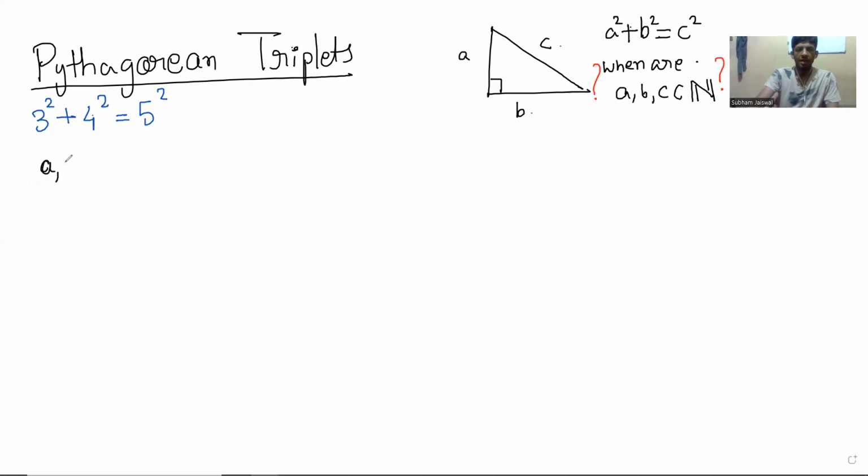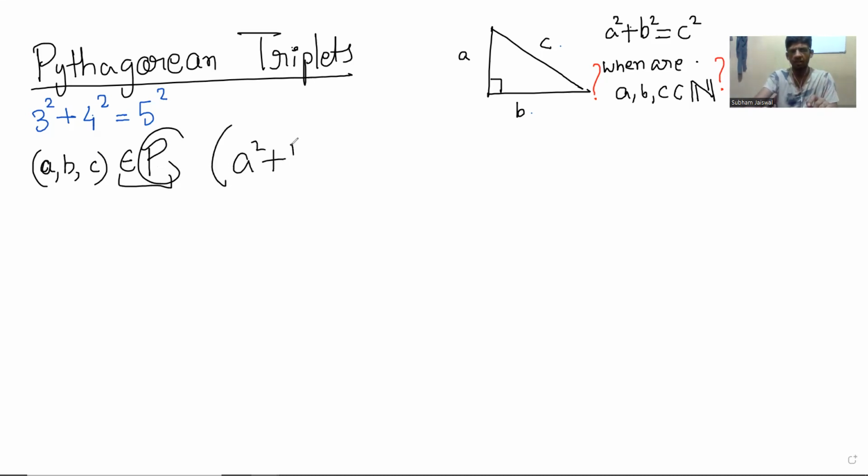If A, B, and C is a Pythagorean triplet, let me say like this, in P. So, this is just saying that it is a Pythagorean triplet, belongs to P. P is like this huge family of triples which work, right? Whose sum of squares of the first two is equal to a square. Okay. And this just means that A, comma, B, comma, C works. I'm just writing it in that language. Okay. So we just started with this.